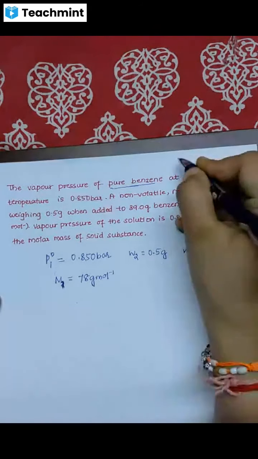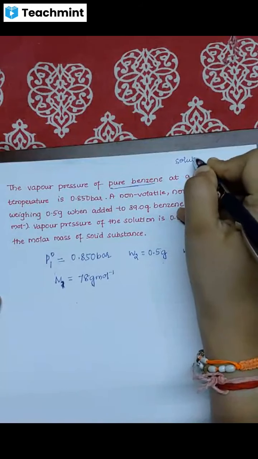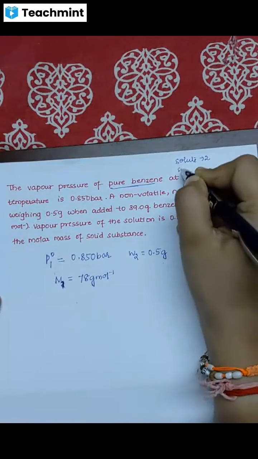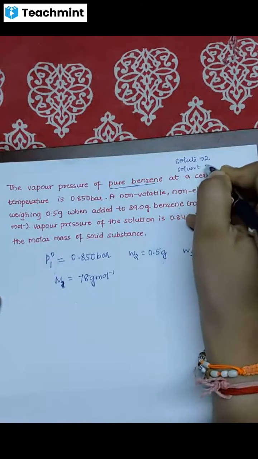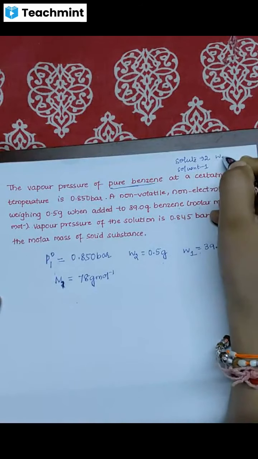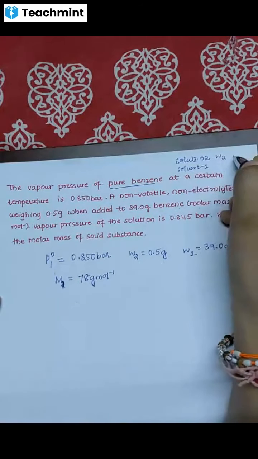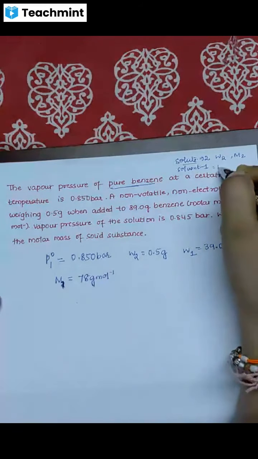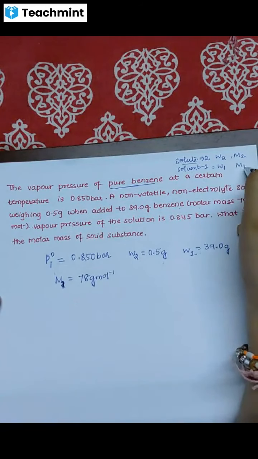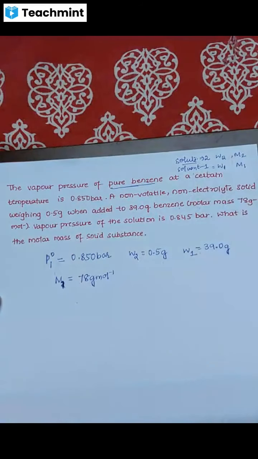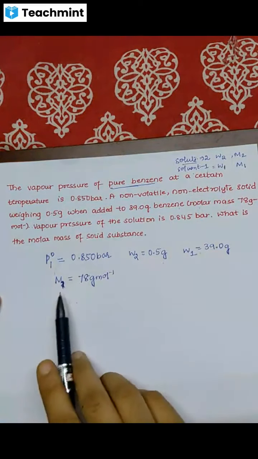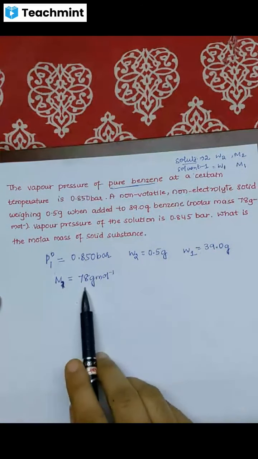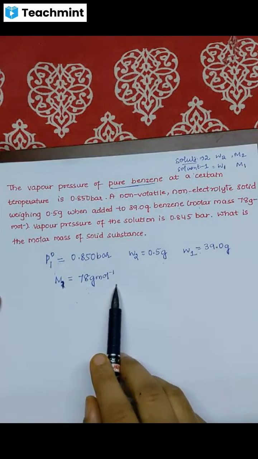For a solute, we always use the subscript 2, and for the solvent, we use the subscript 1. That is, if it is W2, it is mass of solute. If it is M2, it becomes molar mass of solute. And if you are taking it as W1, it is mass of solvent. And M1 becomes molar mass of solvent. So if we look here, M1 is equal to 78 gram per mole.